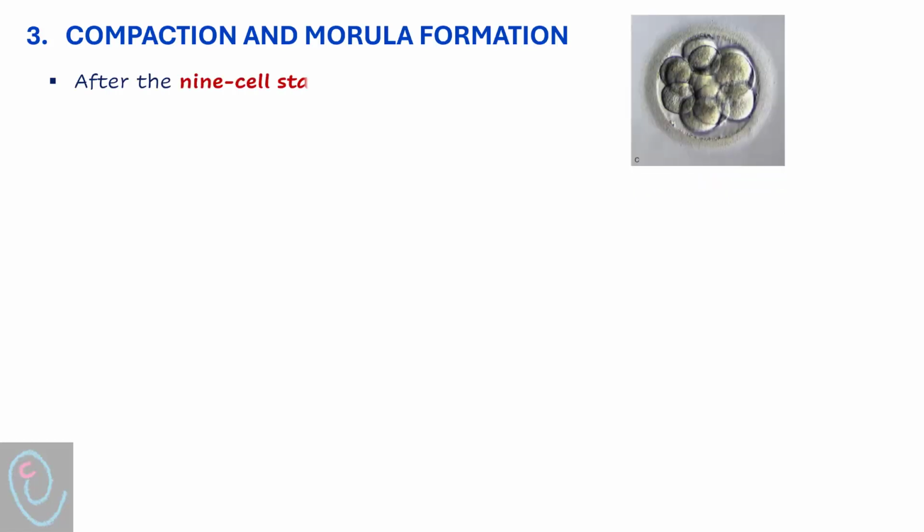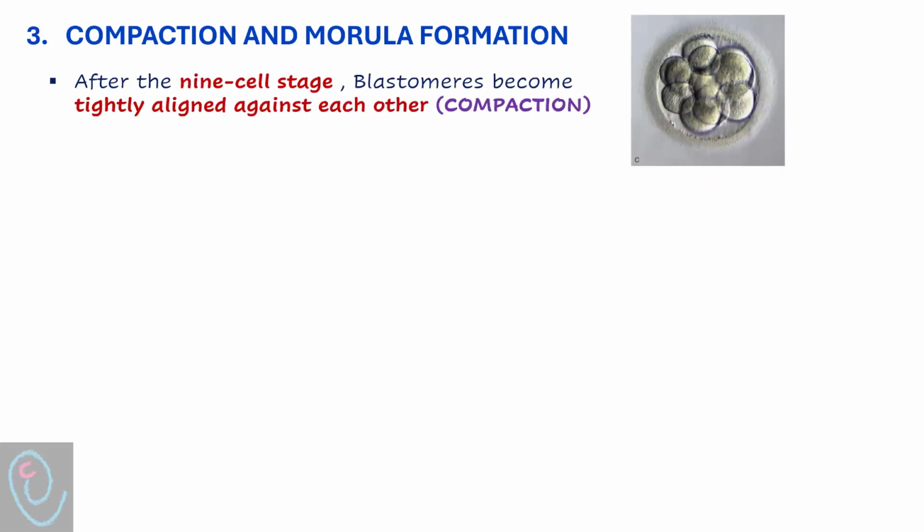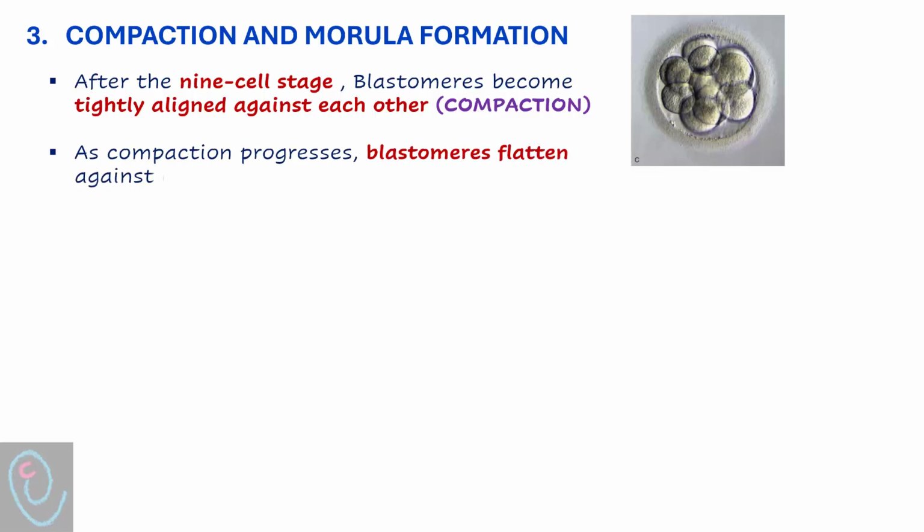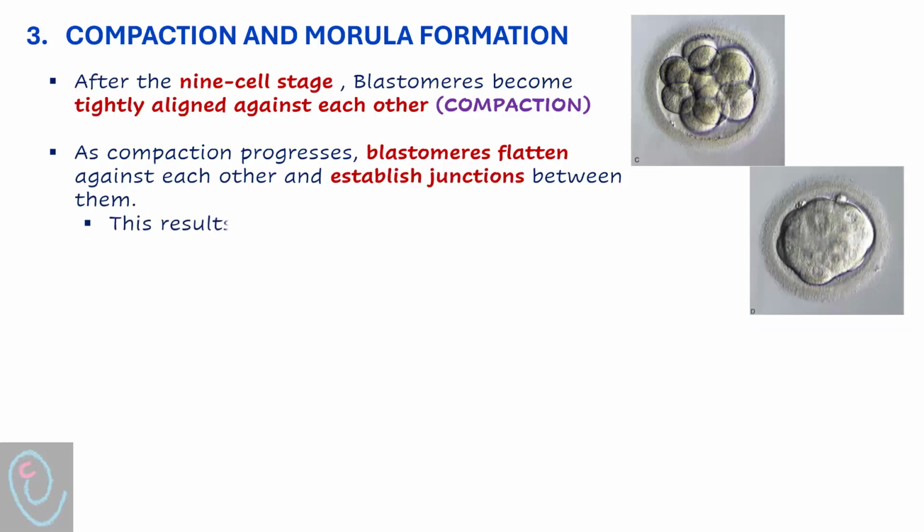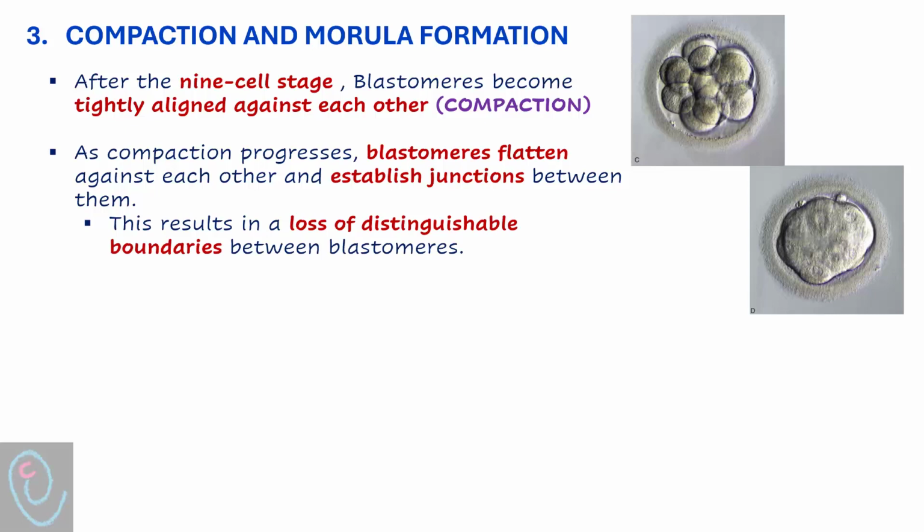The next step is compaction and morula formation. After the 8-cell stage, blastomeres become tightly aligned against each other, a process known as compaction. As compaction progresses, blastomeres flatten against each other and establish junctions between them. This results in a loss of distinguishable boundaries between blastomeres.